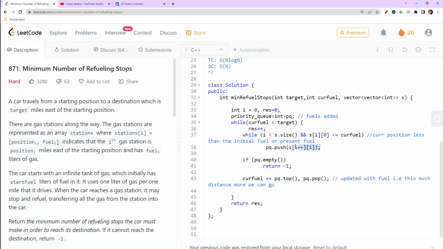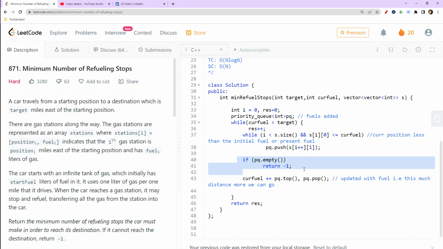If it is, then we push that particular station's fuel into our priority queue. When we come out of this while loop, we check whether our priority queue is empty or really has something. If it is empty, that simply means that we were not able to get any fuel, right? So we directly return -1, and that would be our answer.